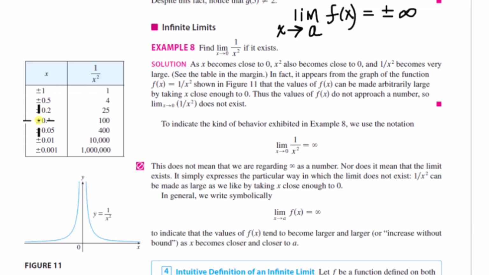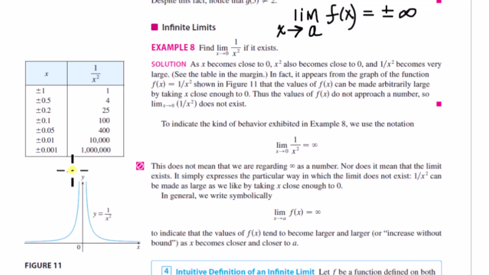So they start inputting values getting closer and closer to 0, from above and below 0. And what's happening is the outputs are just getting bigger and bigger. So if we had a more powerful calculator and we were putting in x equal to plus or minus 0.000, 100 zeros 1, and then x equal to plus or minus 0.000, 1,000 zeros 1, etc.